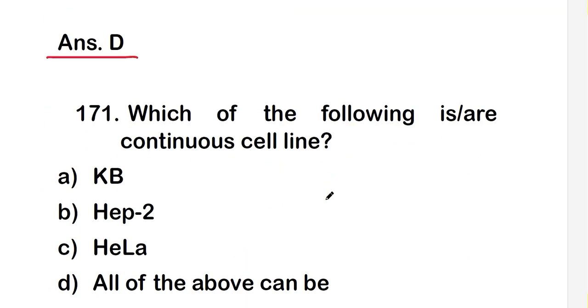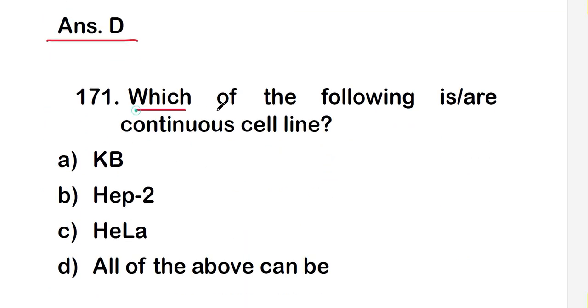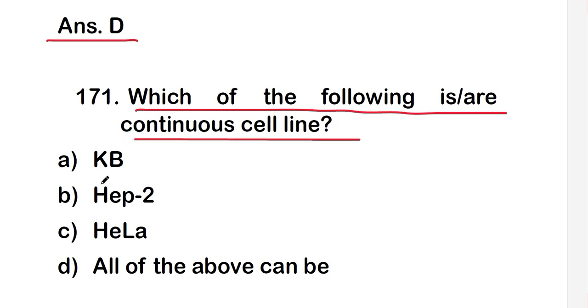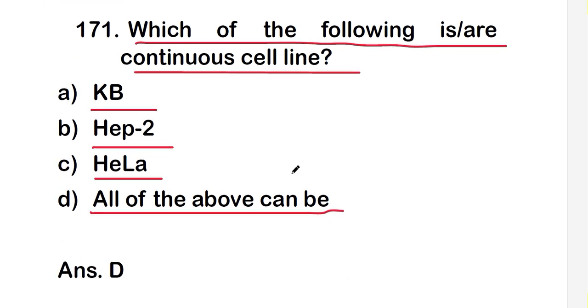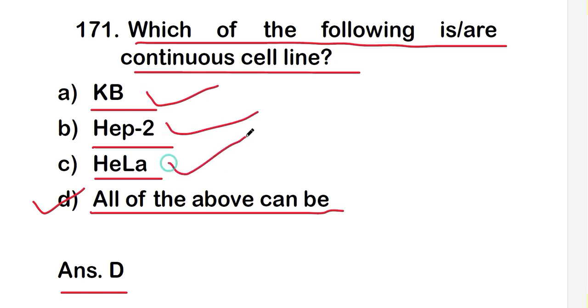Okay, so next one is 171. Which of the following is or are continuous cell line? So options are option A KB cell line, option B HEP2, option C HeLa, or option D all of the above can be used as continuous cell line. So the right answer is option D, that is all of the above are right. So this KB cell line, HEP2 and HeLa cells can be used as continuous cell line.